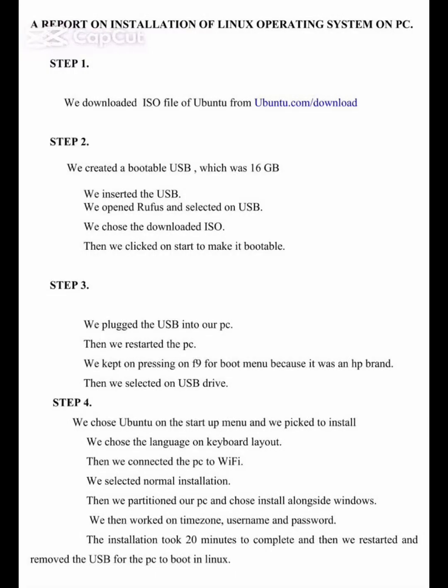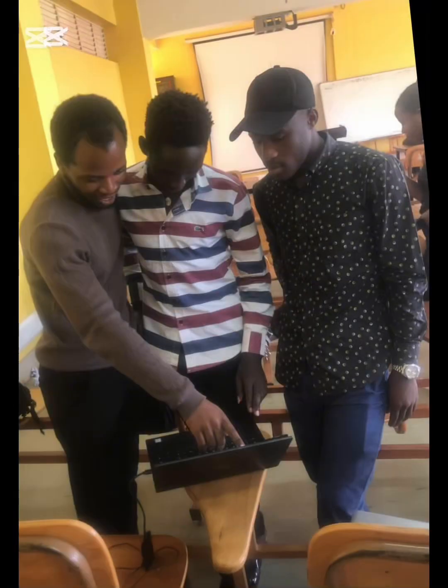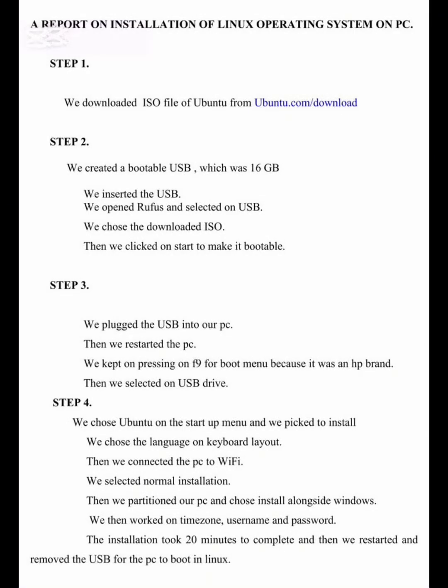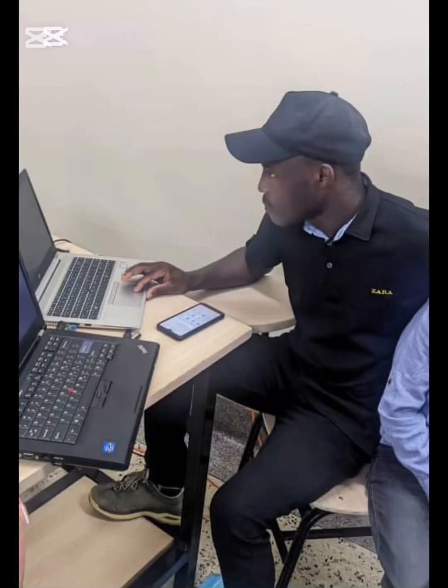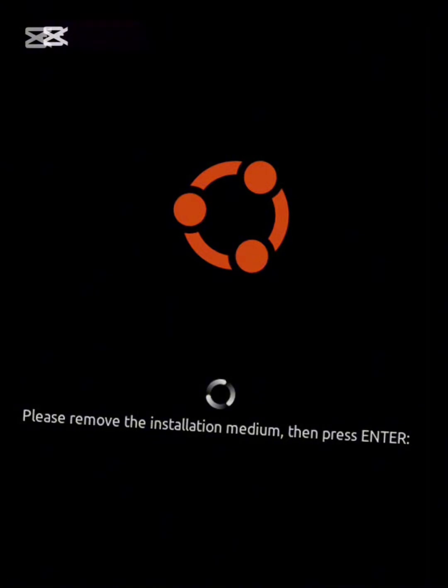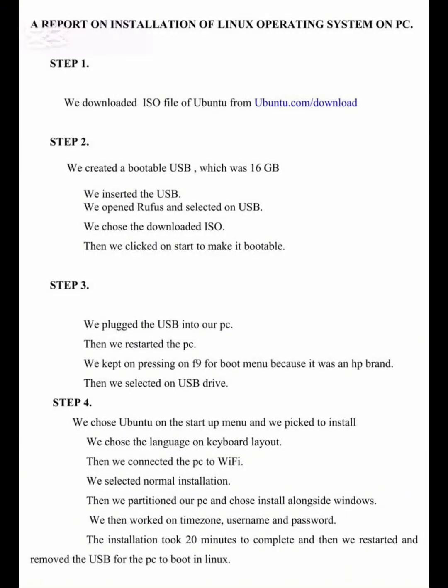A report on the installation of the Linux operating system on the PC. The first step, we downloaded the ISO file of Ubuntu from the link ubuntu.com/download. The second step, we created a bootable USB, which was 16 gigabytes. We inserted the USB, opened Rufus, selected the USB, and chose the downloaded ISO. Then we clicked Start to make it bootable, because we wanted to make the USB bootable so that we can install the Ubuntu operating system.